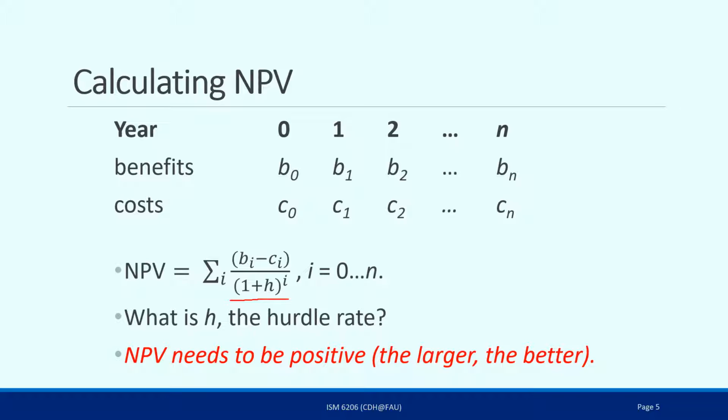Of course, NPV is an absolute value, so NPV is a dollar amount. So this is not a ratio, and in order to show the project payoff, the larger the NPV, the better.